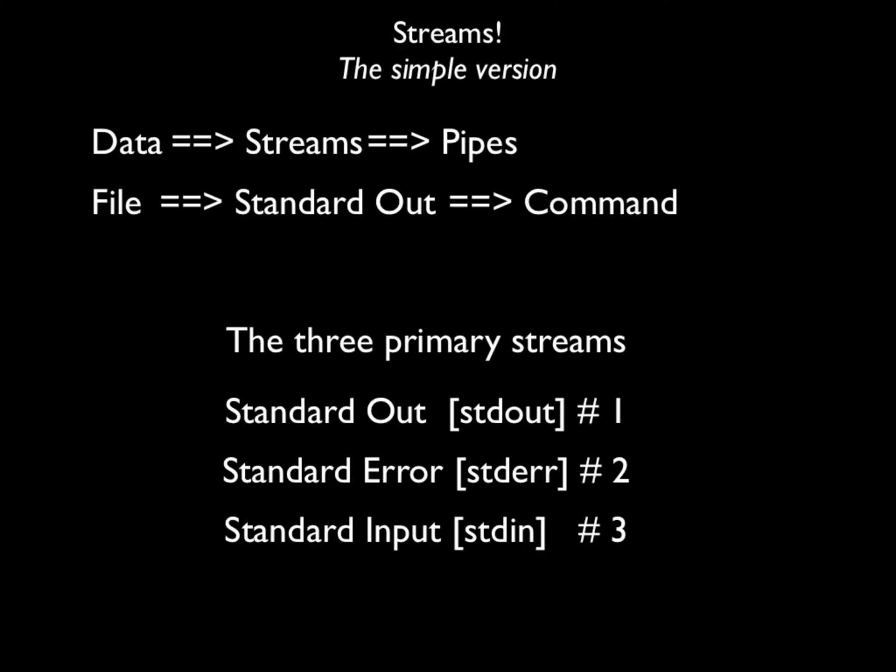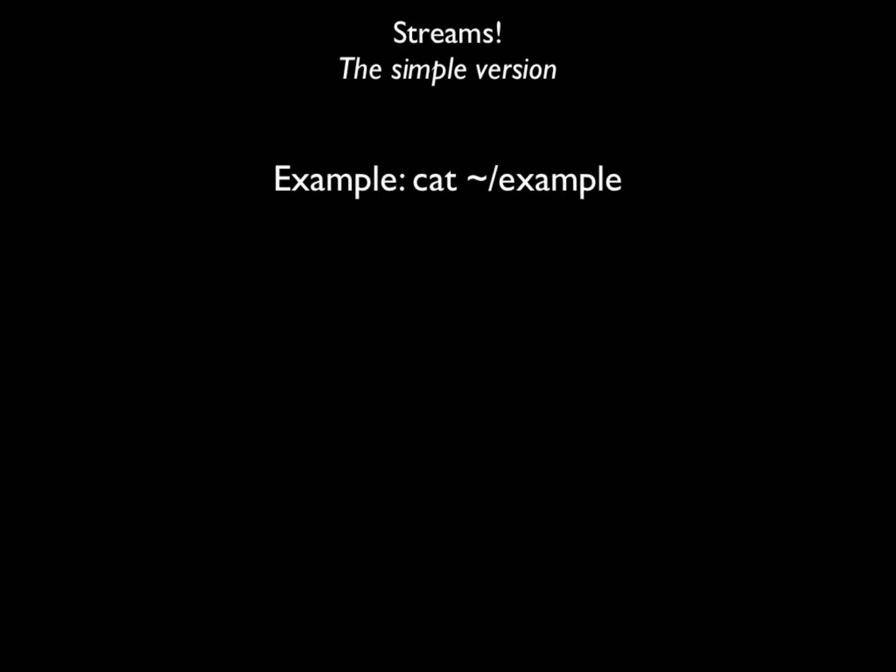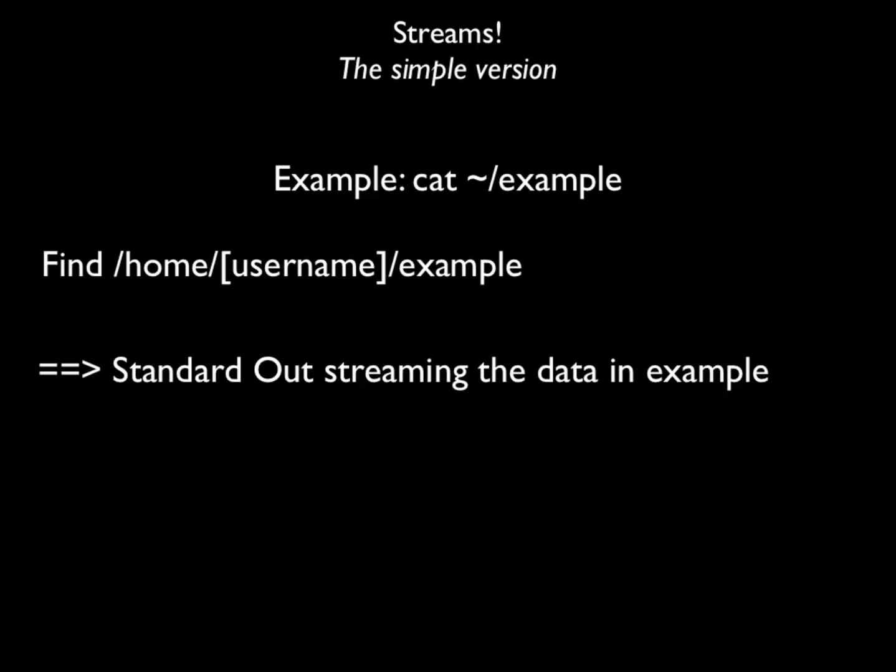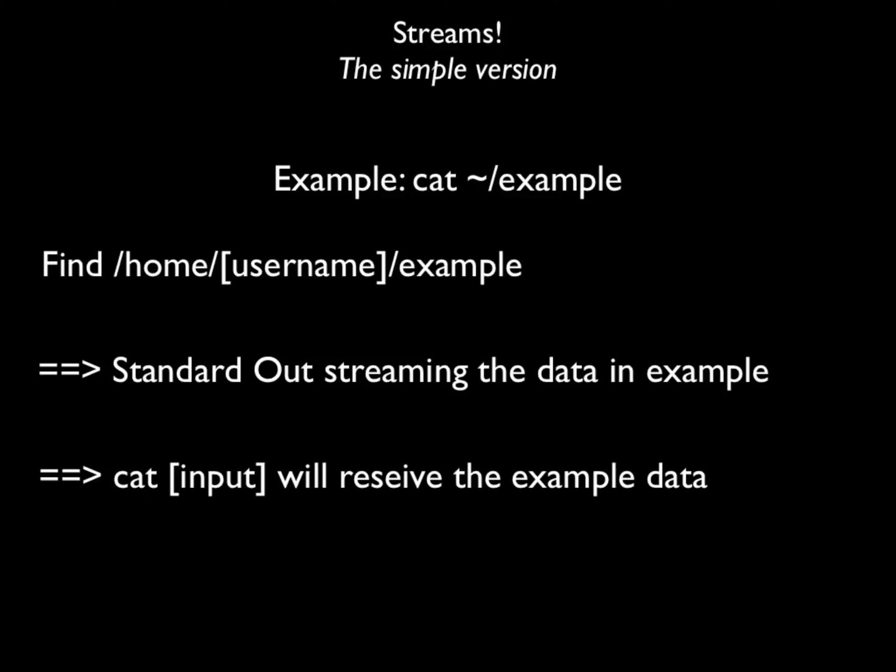Let's take a look at this in practice. If I were to cat an example file, it would first find the file and then load the file into standard out. Cat will then receive the stream and process on it.